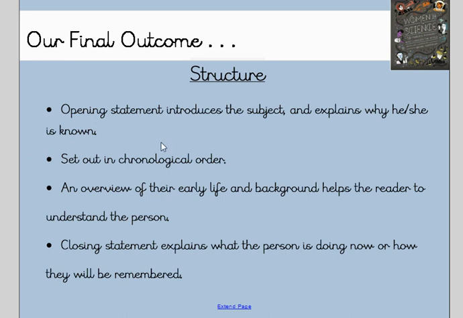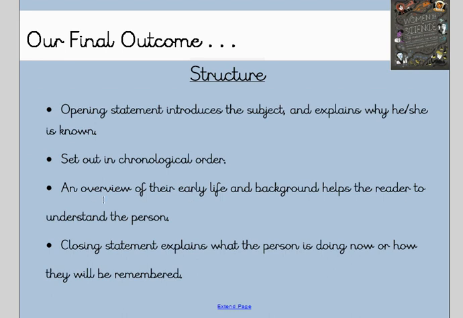They're set out in chronological order. Now remember, chronological order is in time order. So it often starts with the year of birth and then goes through their life, childhood, maybe their schooling, and then on to what they've done in their adult life, but in time order. So it's set out chronologically. We give an overview of their early life and a background which helps the reader to understand the person.